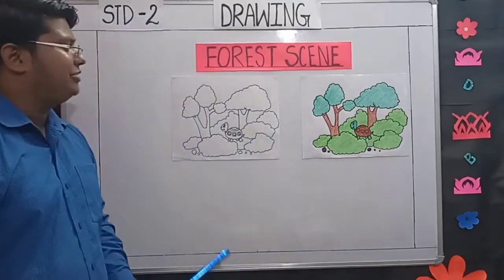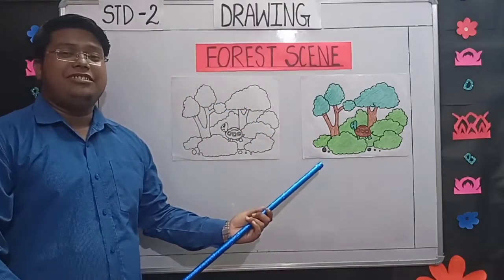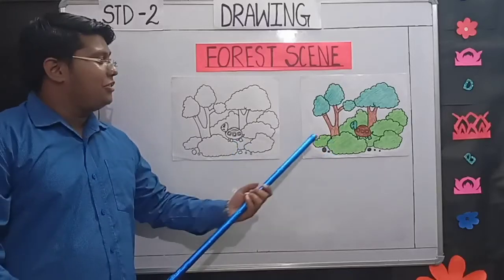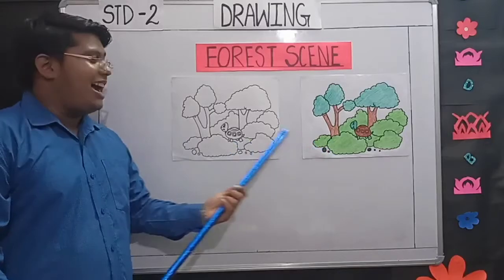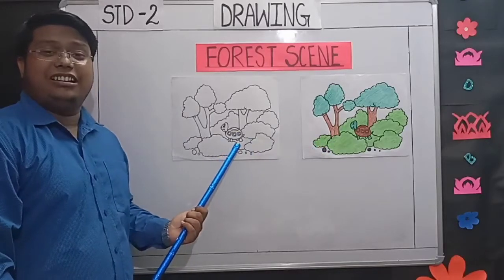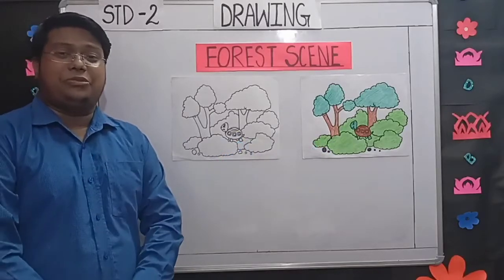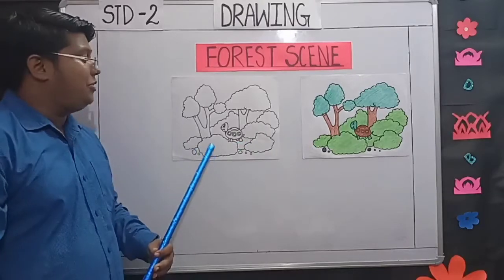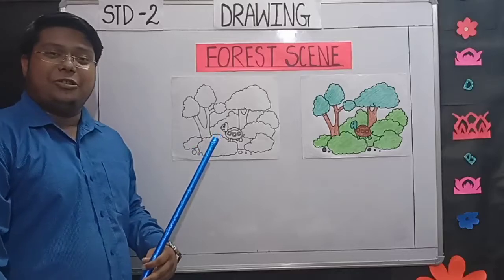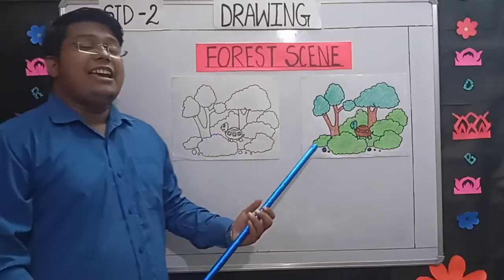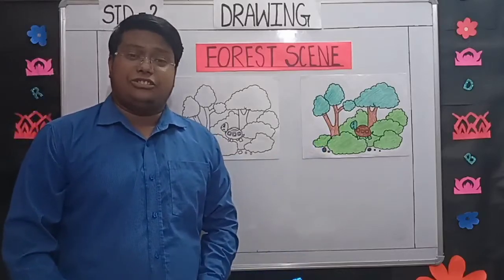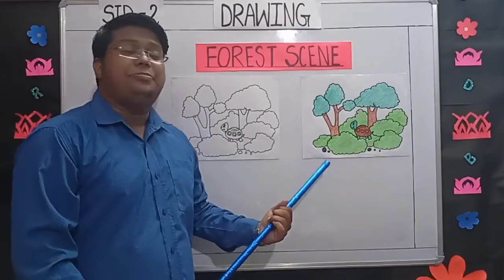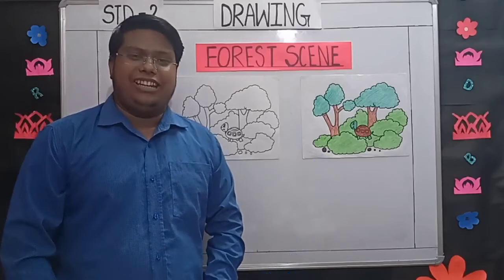Now, students, can you see this picture? Yes, there are two pictures on the board. The first one is colored and the second one is uncolored. Today we are going to color this picture. This picture is from your Art Express book volume 2, and the page number is 23. Okay?